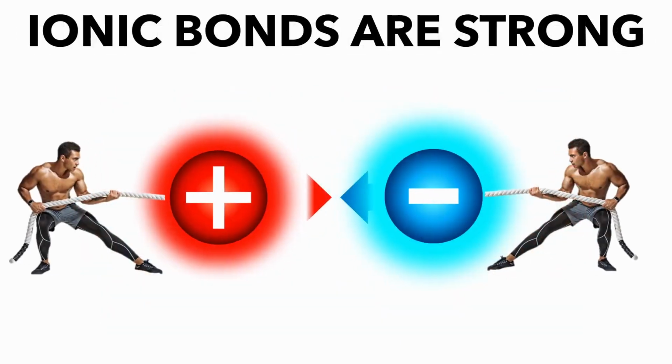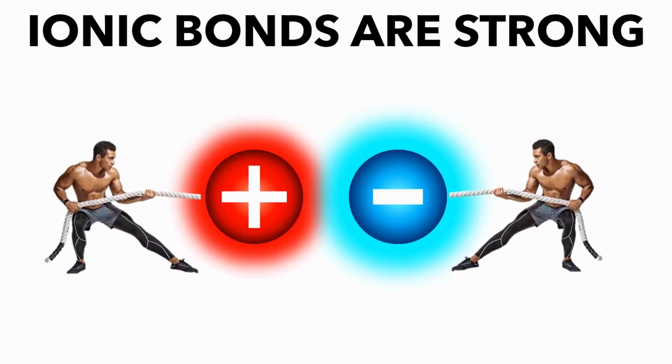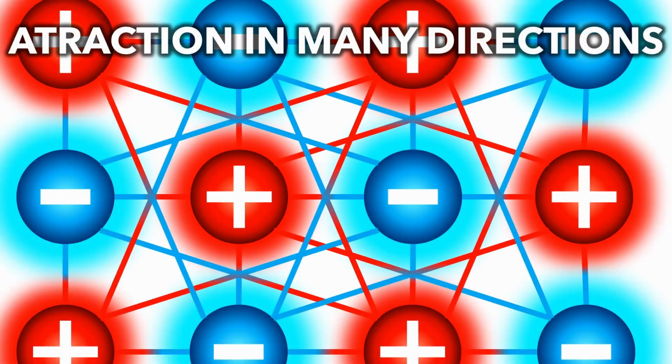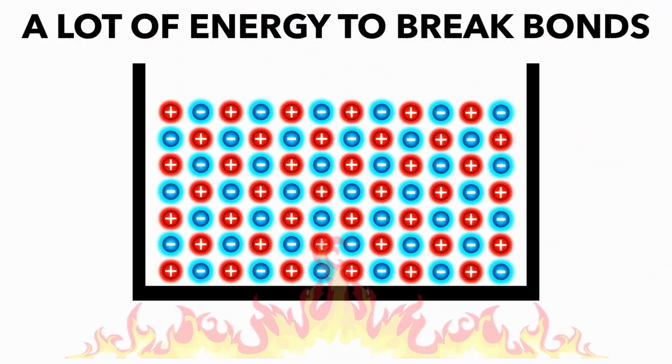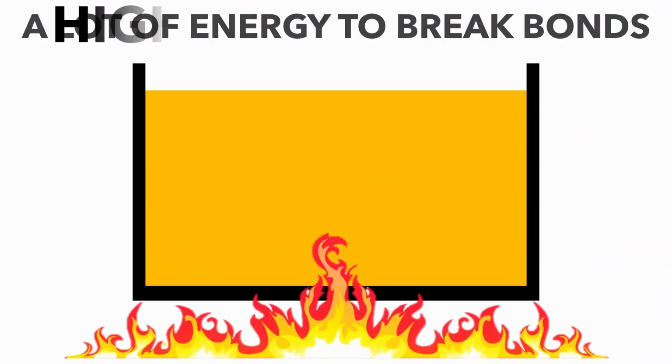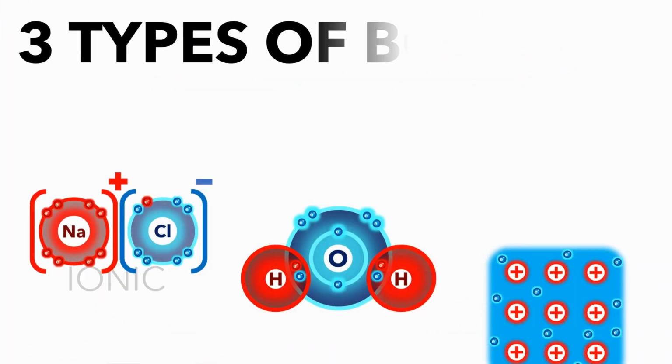Ionic compounds have interesting properties. Because ionic bonds are strong and act in all directions in the lattice, it takes a lot of energy to break the ionic bonds, giving ionic compounds high melting points.